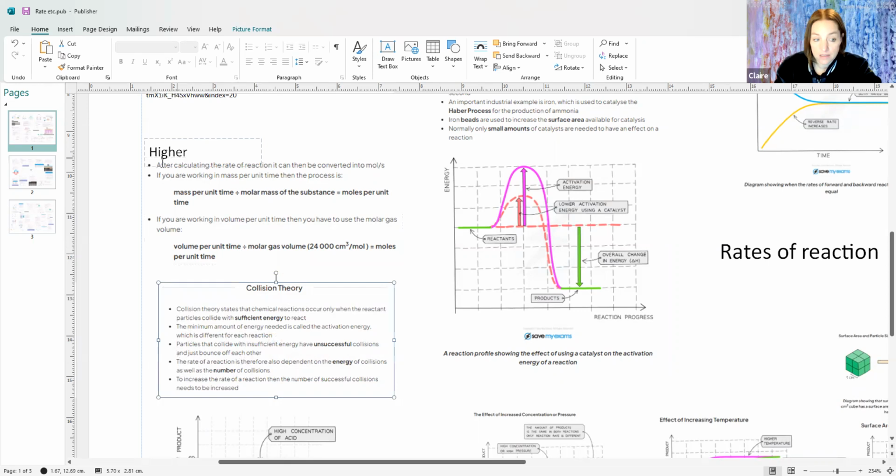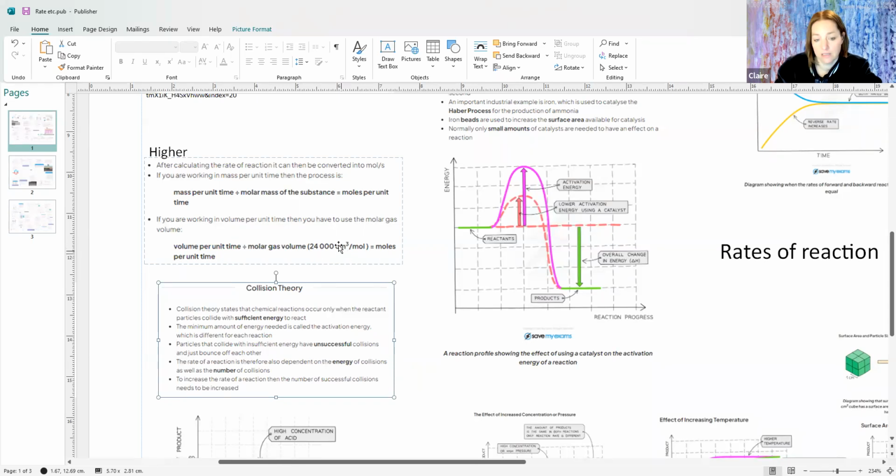And then for higher tier, not foundation, after calculating rate of reaction, you need to consider moles. If you're working in mass per unit time, then the process is such and such. If you're working in volumes per unit time, it is this in bulk. Don't forget, for gas, 1 mole is 24 decimetres cubed.